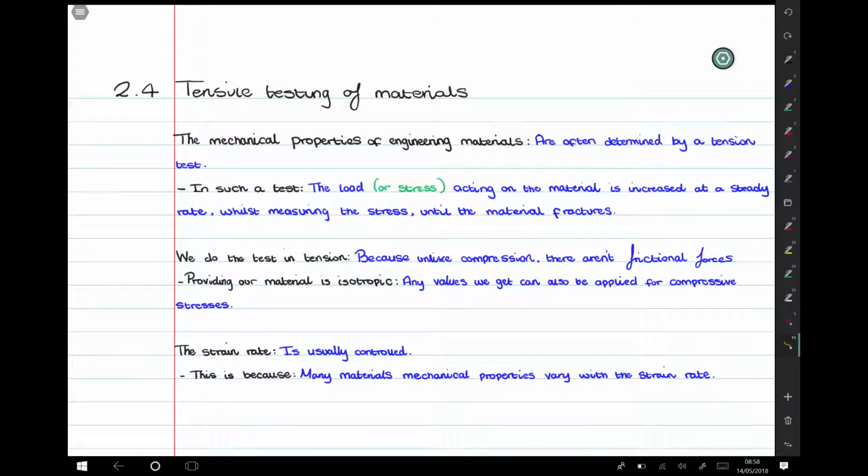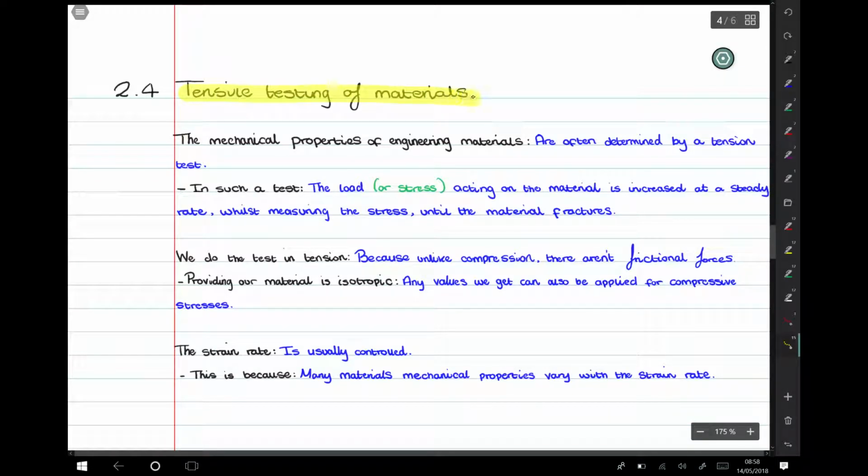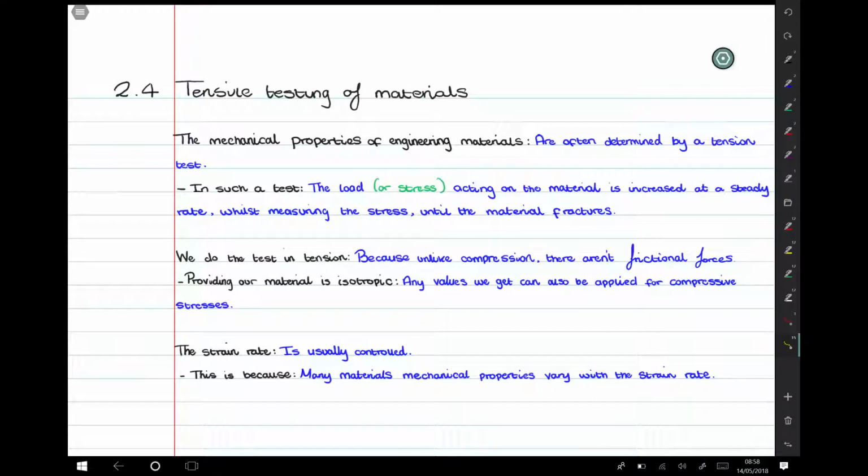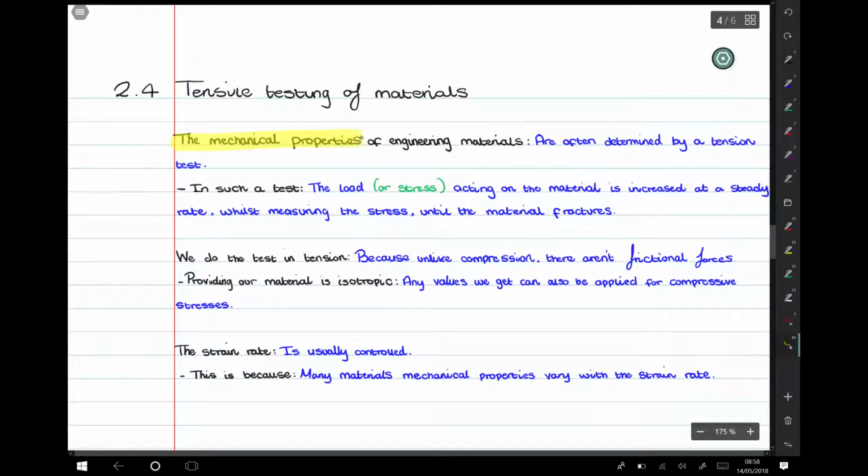Hi there and welcome to this video on tensile testing of materials, which is still part of the mechanics of materials. So the material properties of engineering materials are often determined by a tension test.